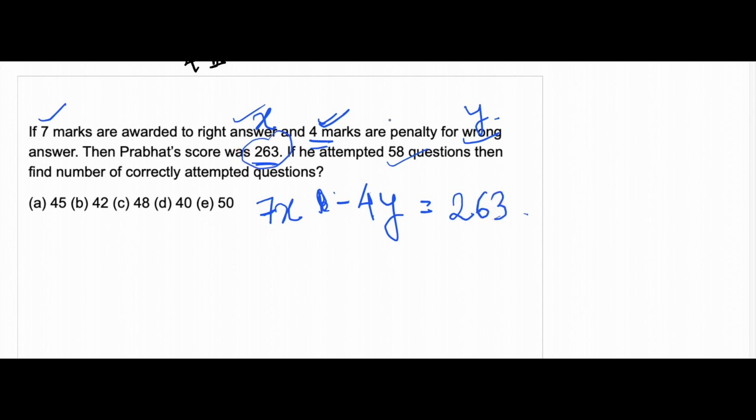Penalty means the marks were deducted, meaning 4 marks will be deducted for every wrong answer, okay? So 7x minus 4y is equal to Prabhat's score. Yes, and also he attempted X questions right and Y questions wrong. So what is the total number of questions he attempted? X plus Y. So x plus y is equal to 58.